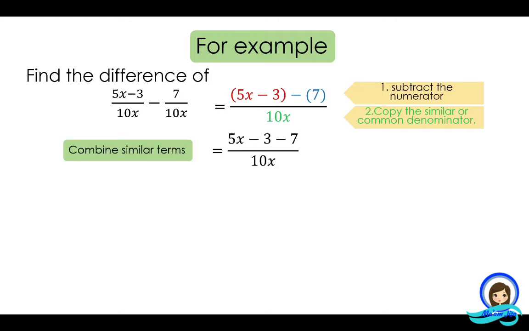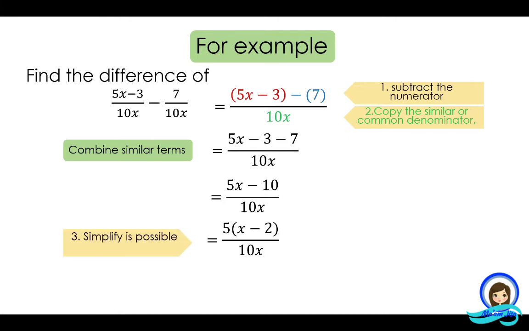And then combining similar terms, you have to remove the parentheses so that you will be guided. Take note, my dear students, the use of parentheses, specifically in subtracting integers, rational numbers, monomials, polynomials, and many more, is very important. Parentheses play a vital role in the computation of terms. So now, just copy 5x because it has no similar term. And then negative 3 minus 7 is negative 10. So 5x minus 10 over 10x.